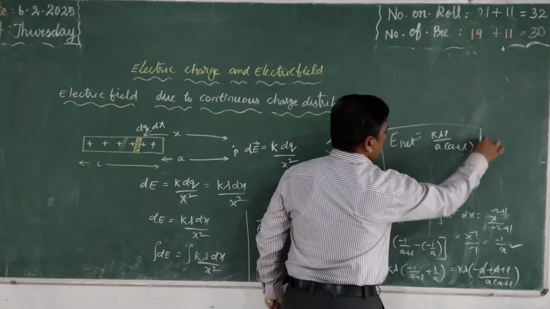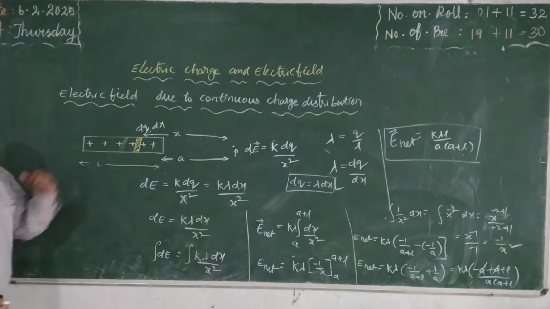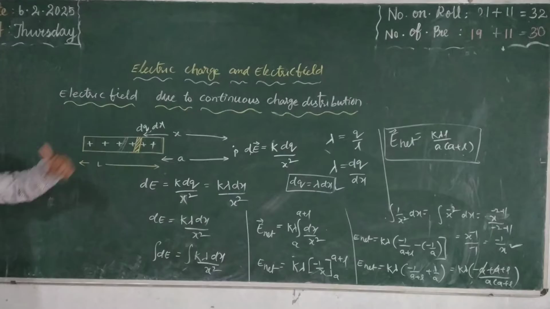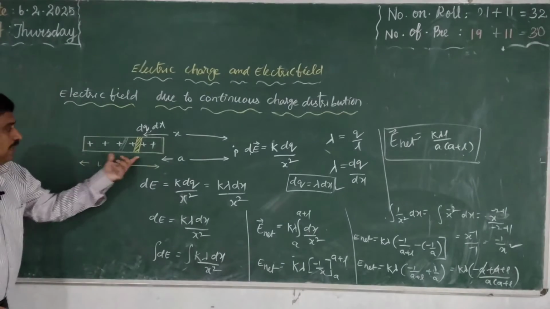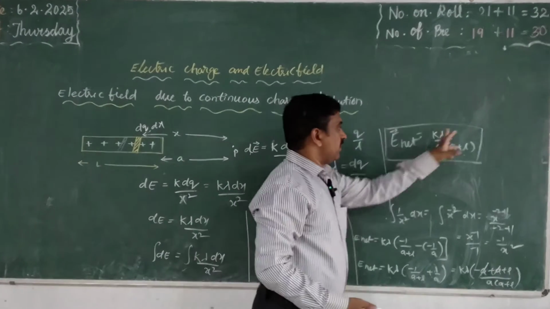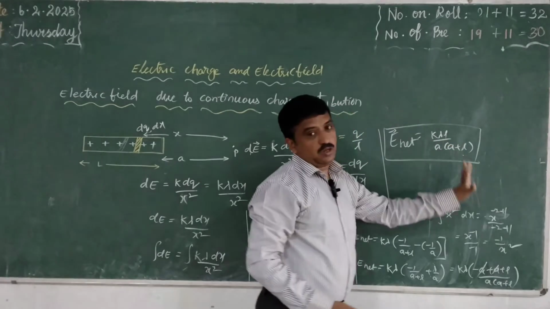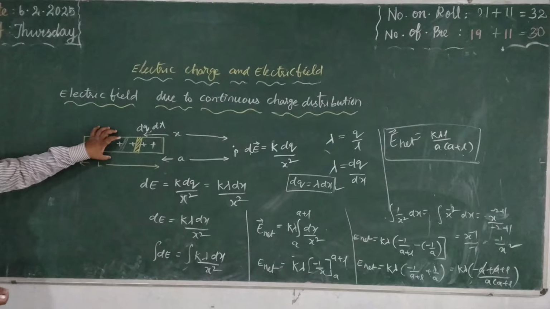This is the electric field due to a continuous charged particle. So this is an L length iron rod, for example, length of object. Due to this object, the net electric field is k lambda L by a into a plus L. So this is the process to find the electric field due to this continuously charged particle.